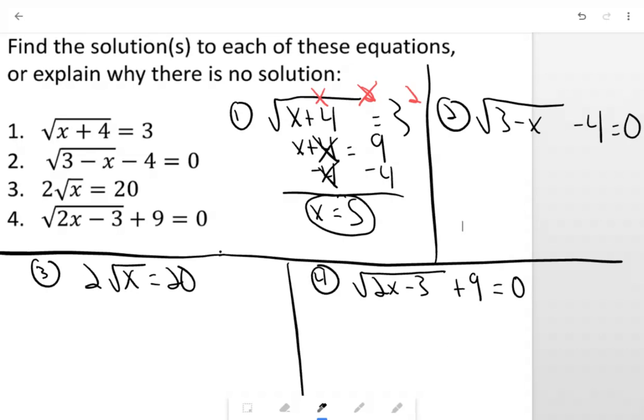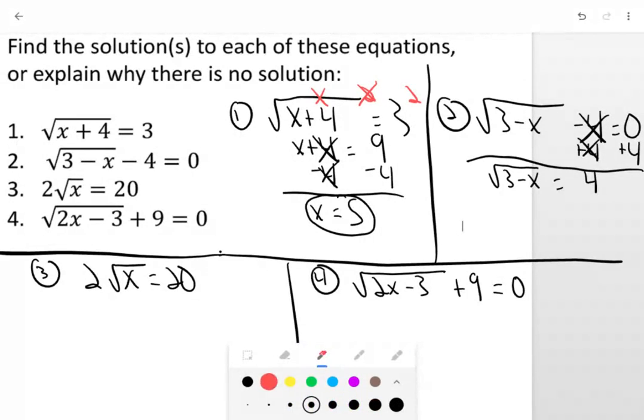Number 2. Step 1 is to isolate the square root. So the square root is this part right here. Now that is not by itself, which means I need to get rid of this minus 4. In order to do that, I'm going to add 4 to both sides. If I do that, I end up with the square root of 3 minus x equals 0 plus 4. Now that I've isolated the square root, I can go ahead and square both sides.